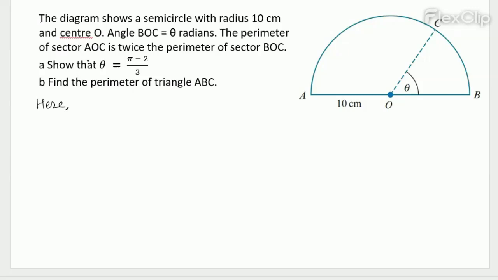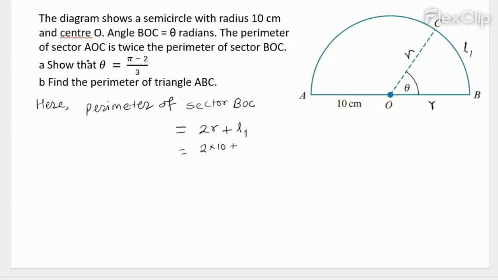In this question here, the perimeter of sector BOC is equal to 2R plus L1. Since R is 10 and L1 is theta times R, the result is 20 plus 10 times theta.